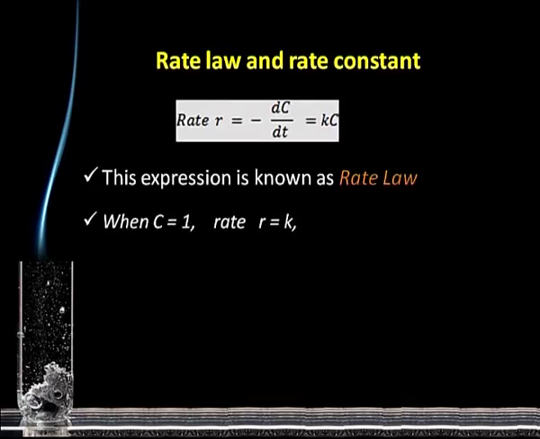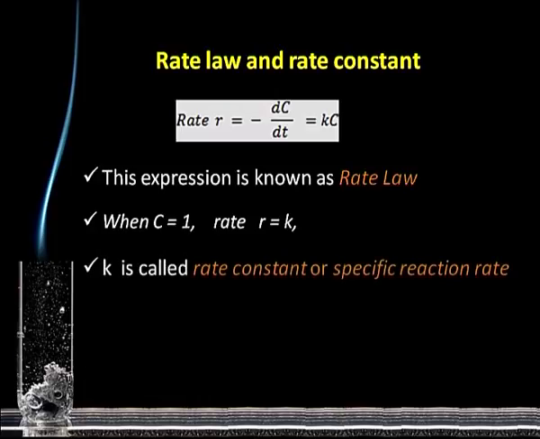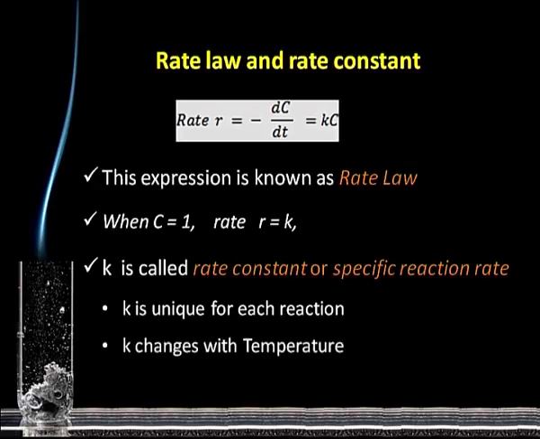Rate law is defined as the expression that relates rate of reaction with concentration, and here we are doing that. And if we put C equal to 1, that is, the concentration of the reactant to be 1, then whatever rate that we get is the rate constant, and hence K is called the rate constant or the specific reaction rate. K is unique for each reaction. It has to be experimentally determined, and K changes with temperature. We know that rate of reaction depends on temperature.